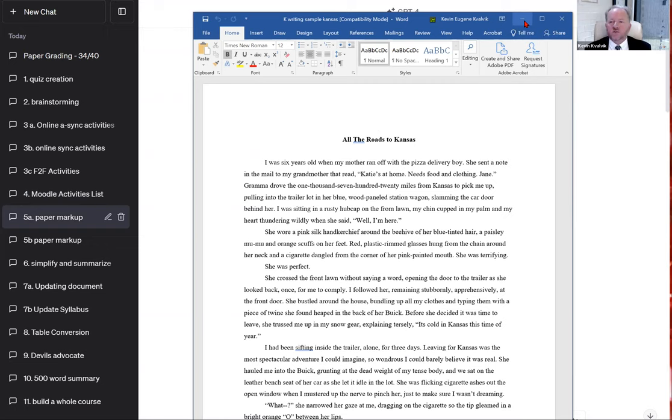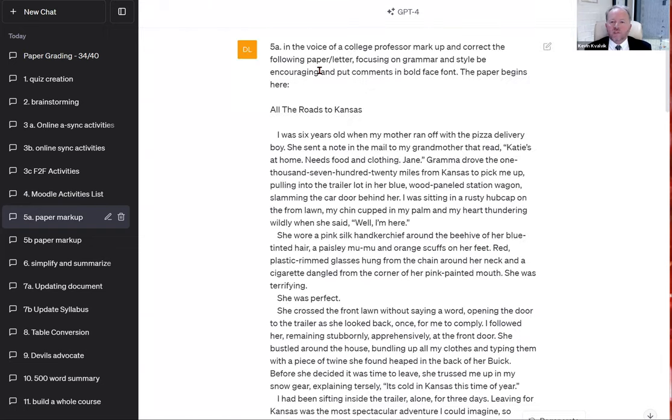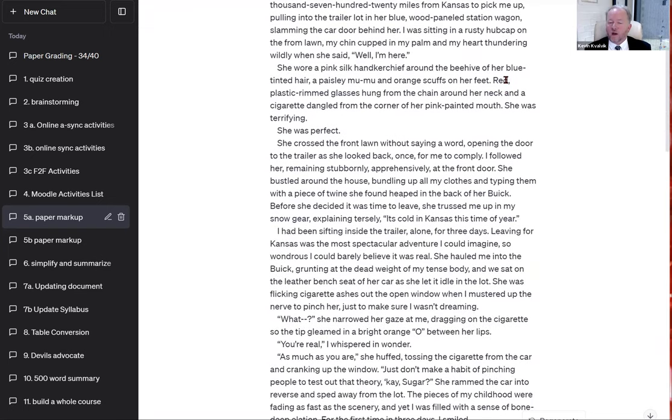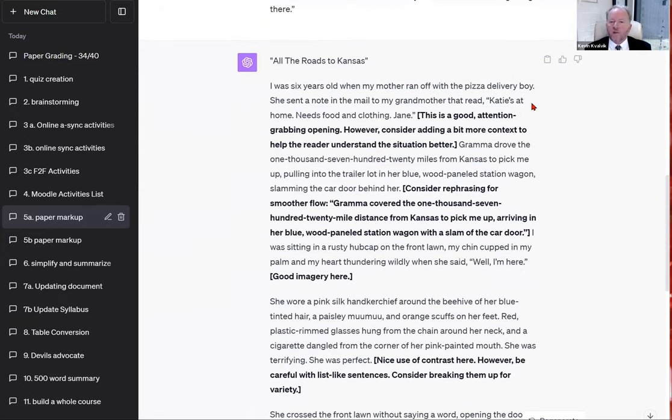some weaknesses, some strengths. So in this case, what I've done is I've said, in the voice of a college professor, mark up and correct the following paper, because this is actually a paper, the other one I use is a letter. Focus on grammar and style, be encouraging, put comments in boldface font. So here's the paper I put in there, and then here's what it gives me.